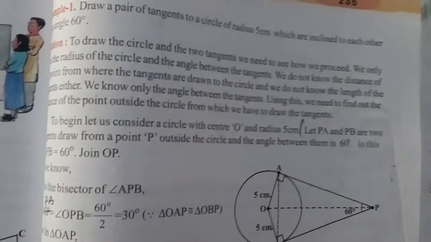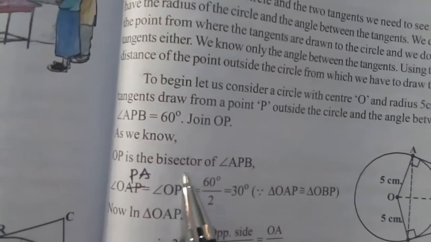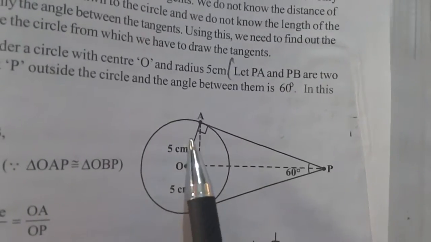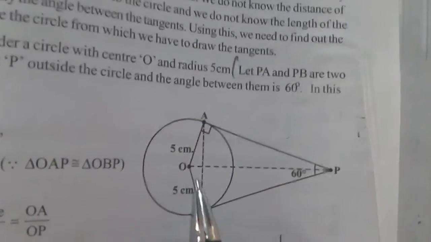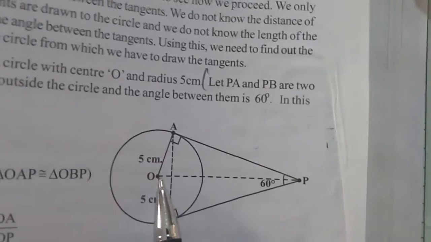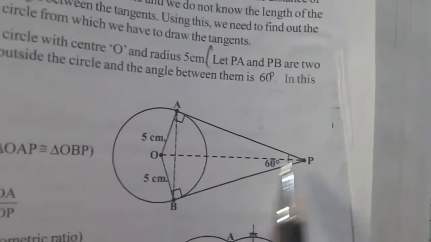See here, this problem is the same as Example 1. There we proved that OP is the bisector of angle APB. Same figure, same as it should be drawn, but here the angle is changed. Here the radius is not given. Now see here, this OP is the bisector of angle APB.